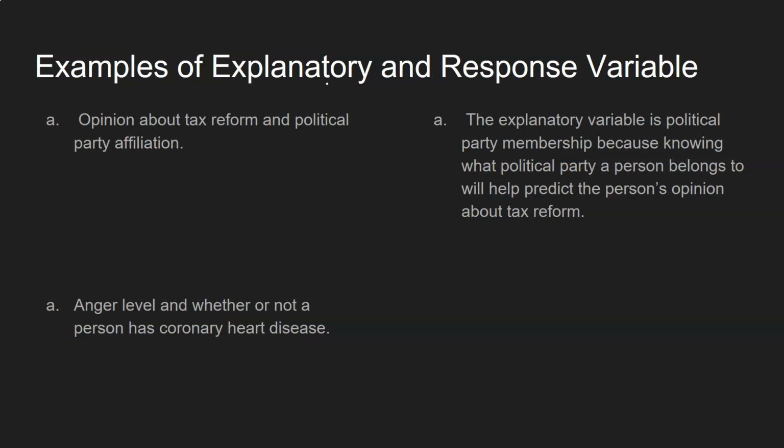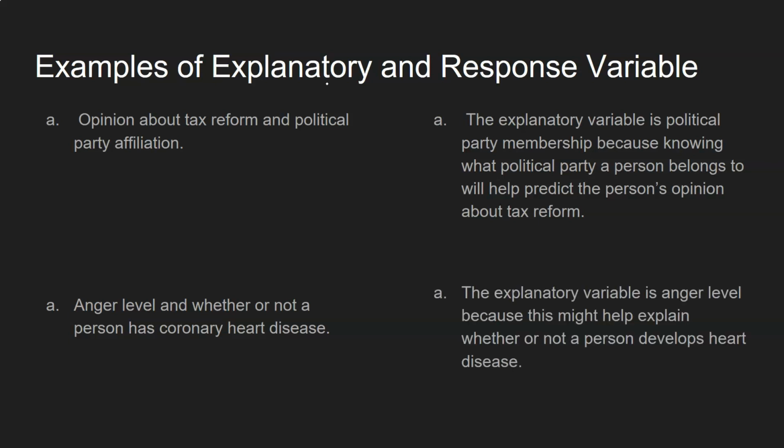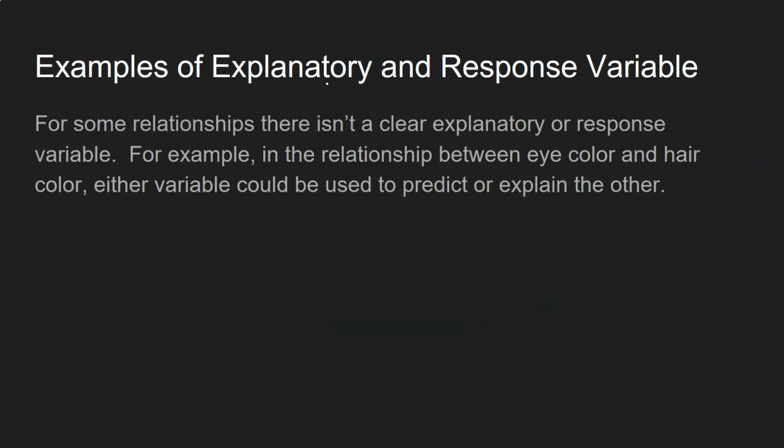For B, anger level and whether or not a person has coronary heart disease. So think about which one we could use to predict the other. The explanatory variable is anger level, because this might help explain whether or not a person develops heart disease. For some relationships, there isn't a clear explanatory or response variable. For example, in the relationship between eye color and hair color, either variable can be used to predict or explain the other. There's not a clear explanatory or response variable in this example, and so sometimes there won't be.